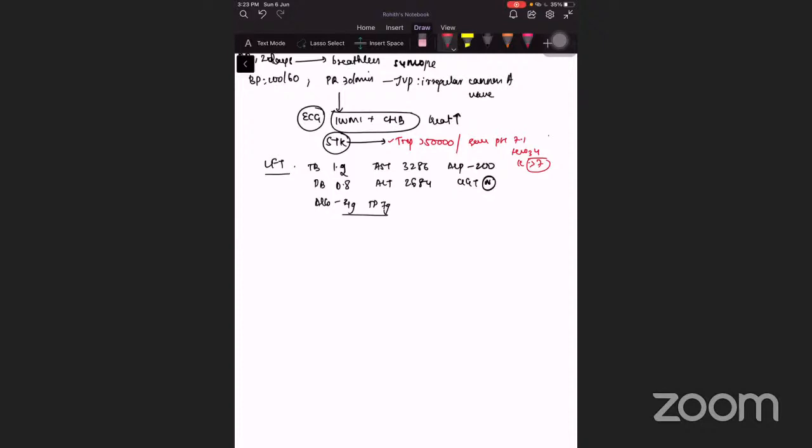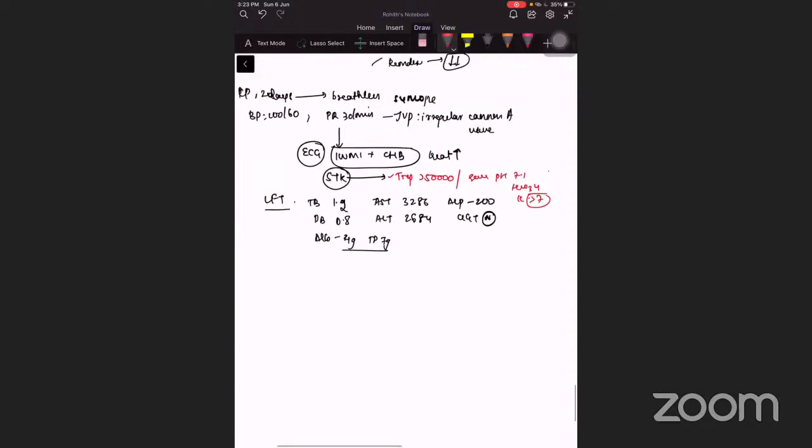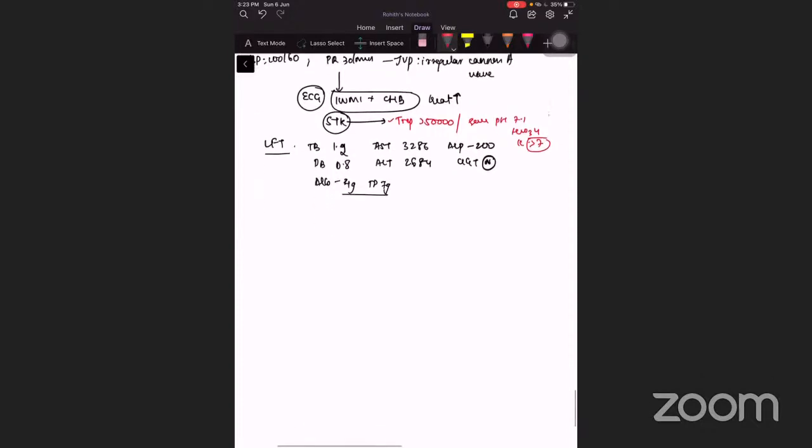Congestive hepatitis. Yeah, correct. It's congestive hepatitis. So this patient had all cardiac history. So usually whenever it is more than thousands, in this scenario, we think of ischemic hepatitis.